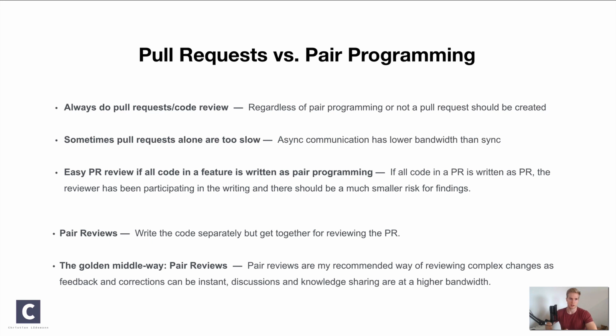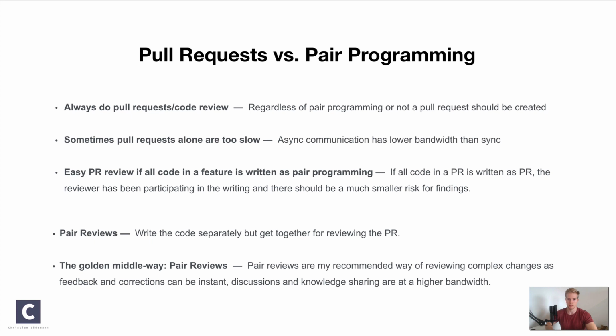Sometimes a pull request alone can be too slow, because there are some benefits to asynchronous communication, but it has lower bandwidth than synchronous. If you need some discussion, let's say about architectural stuff or stuff that might have big consequences for the code base, you might want to have it more like a live talk, or at least a phone call or something like that, where it's just faster to communicate and discuss ideas. And it's also easier to review a pull request if the code has been written as pair programming.